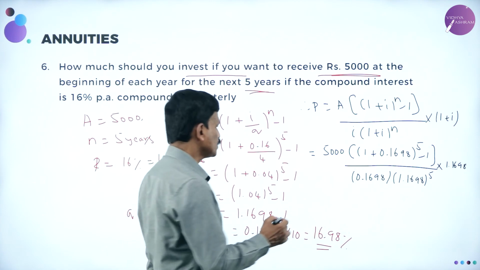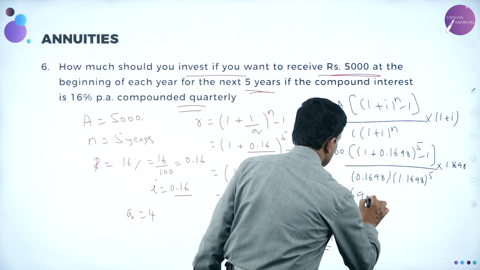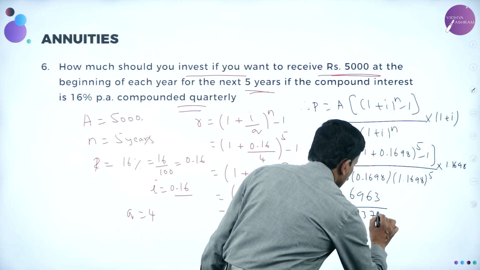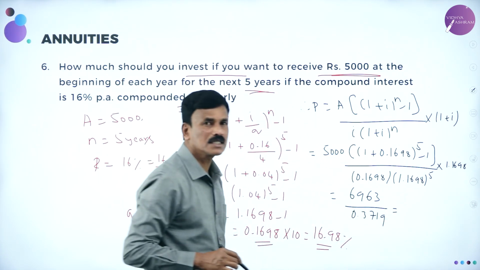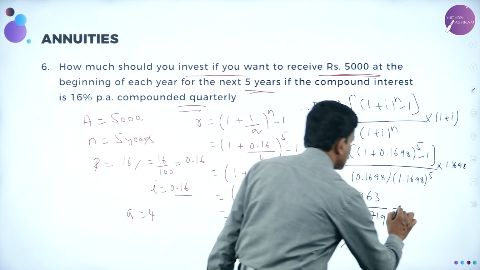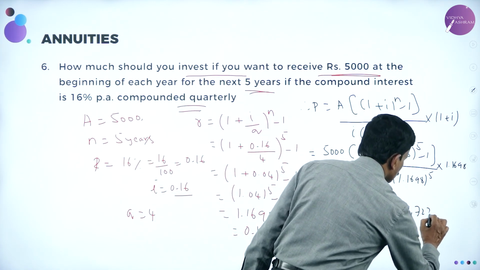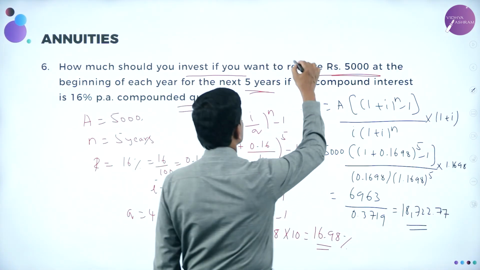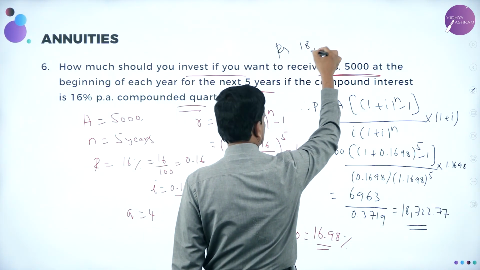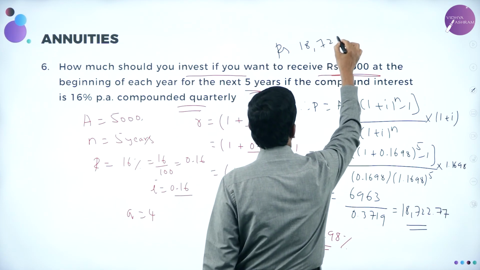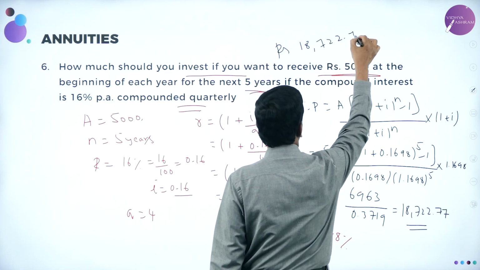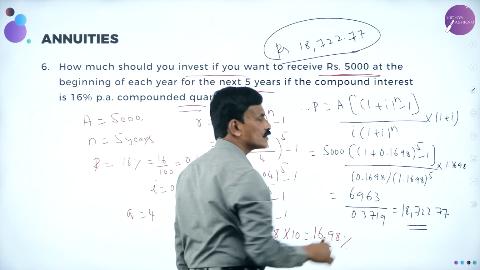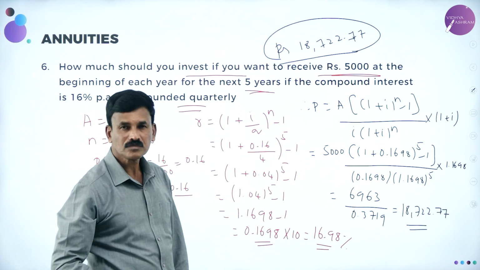If you simplify this, you are going to get 6963 divided by 0.3719. Divide this. So this is equal to 18,722.77. Therefore the required answer is rupees 18,722.77. Hope you follow.